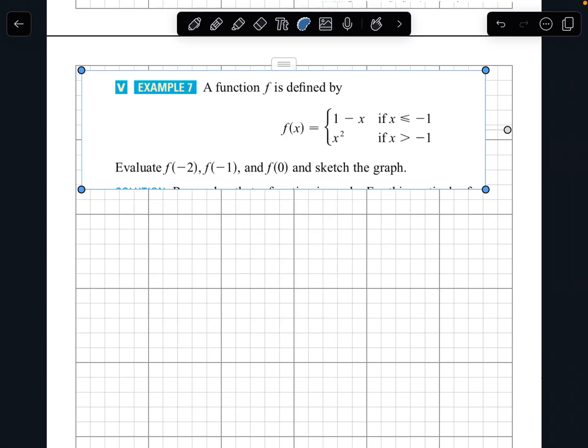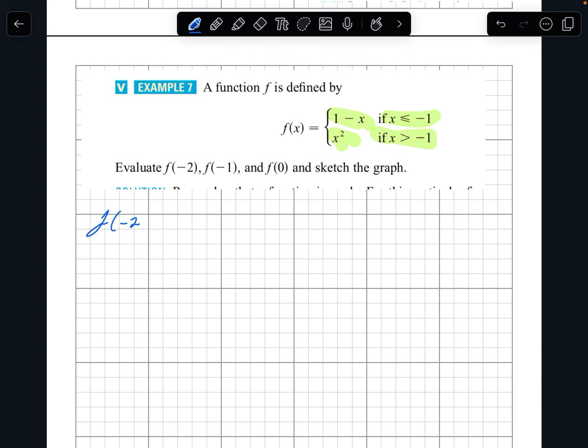Okay, so here we've got a piecewise defined function. If x is less than or equal to -1, we use this definition. If x is greater than -1, we use this definition. What we're asked to do is evaluate a couple of different things.